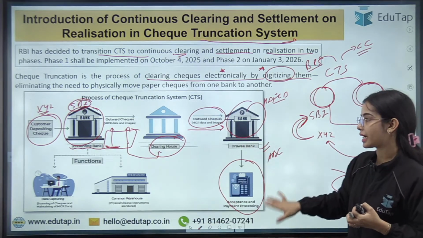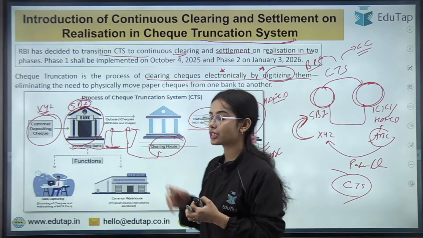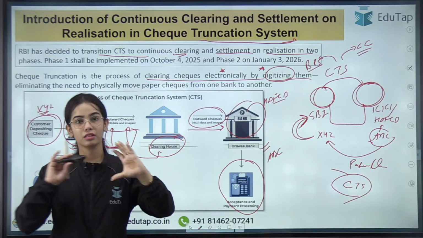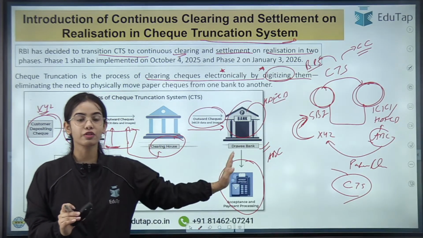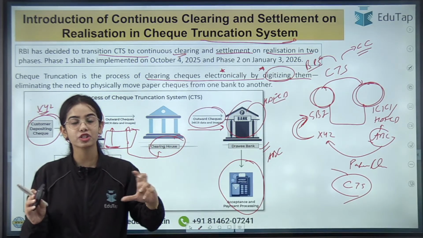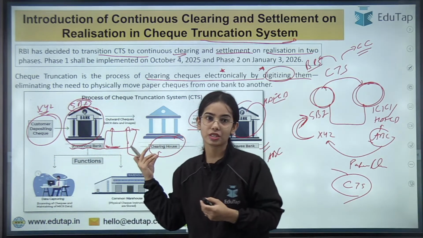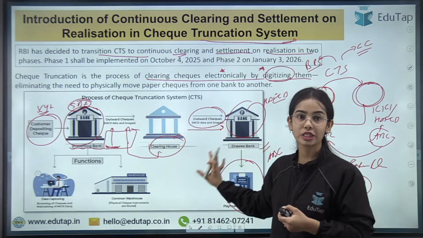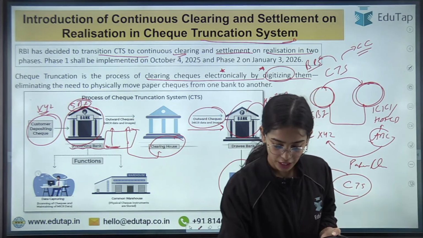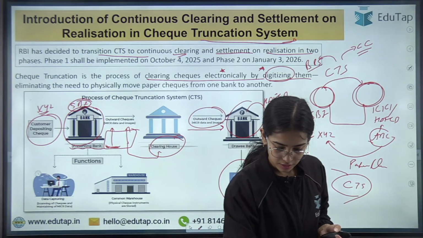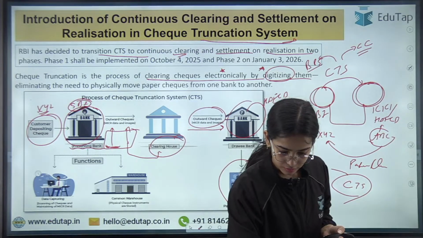So this is the basic idea, this is the process of the check truncation system, that is, instead of physically sending the checks, the transfer of check is happening digitally through the scanned images. Okay, so this is the whole process of check truncation system. Any confusion, anyone? All clear?